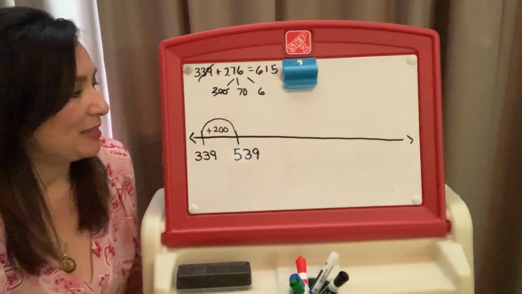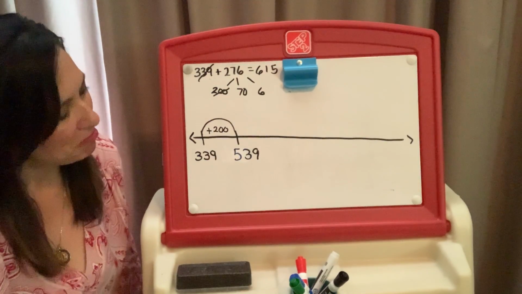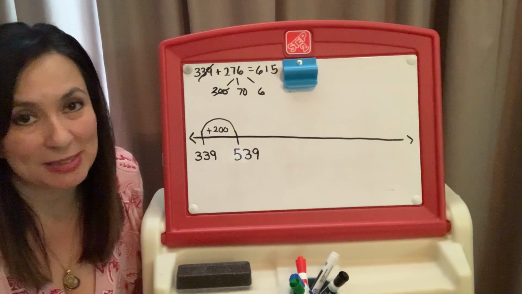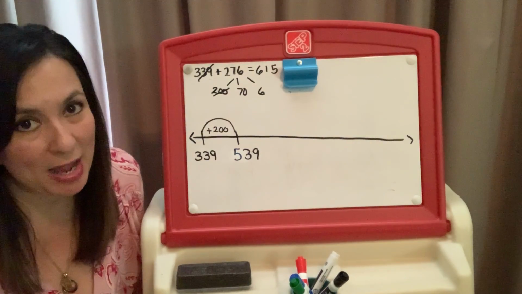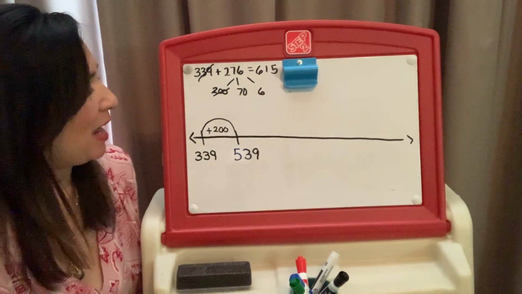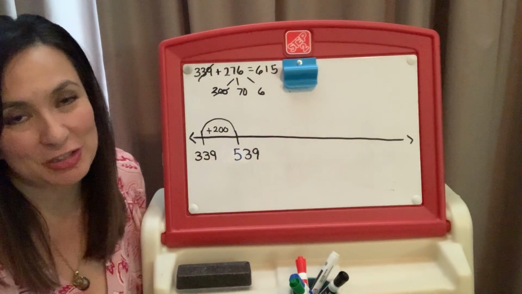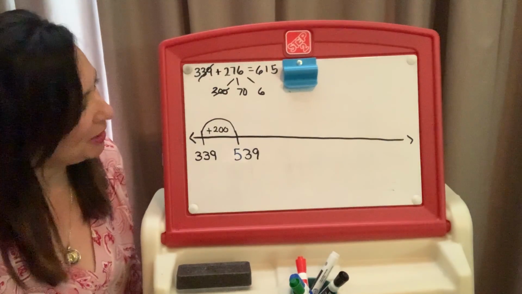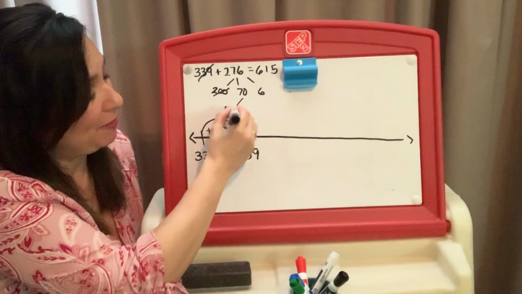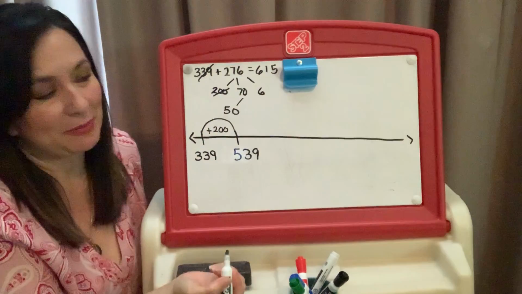Now I need to add my 7 tens. Well, I could take 7 jumps of 10. There's nothing wrong with this. I can break it down however I want to. I think I'm going to take one big jump of 50. That's just what's working in my brain right now. There's so many ways that we could do this.